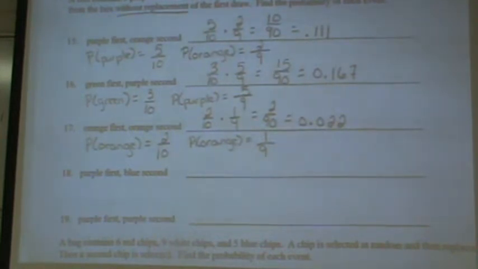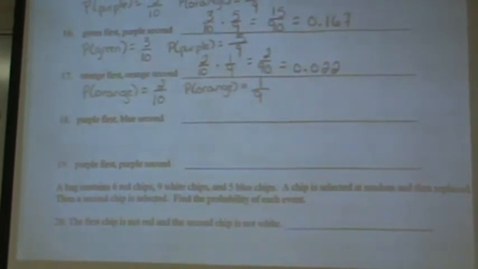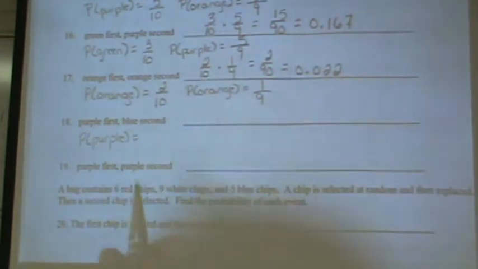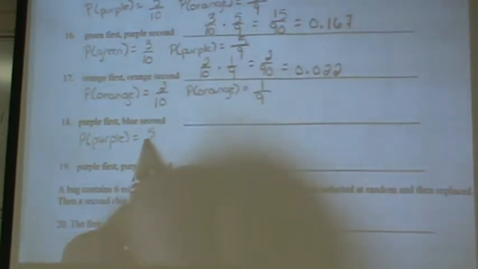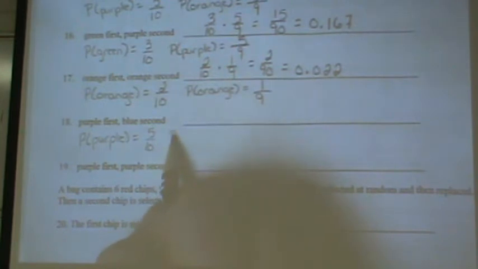Number 18 wants to know if our first pick is purple and our second pick is blue. So the probability of picking a purple marble first: we have 5 purple out of our 10 total. And then the probability of picking a blue second.